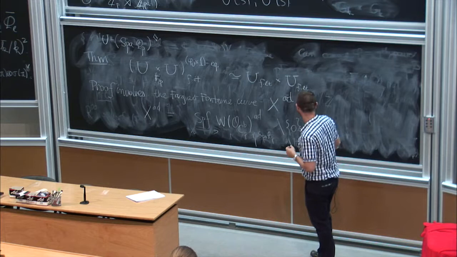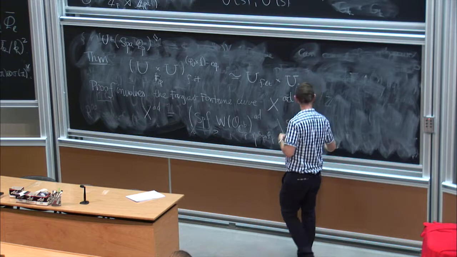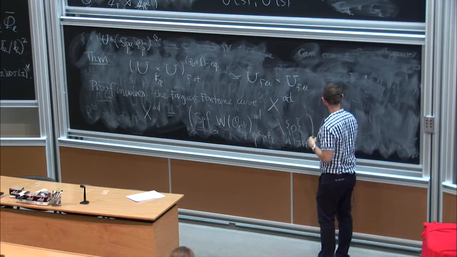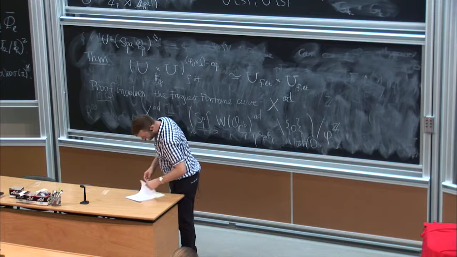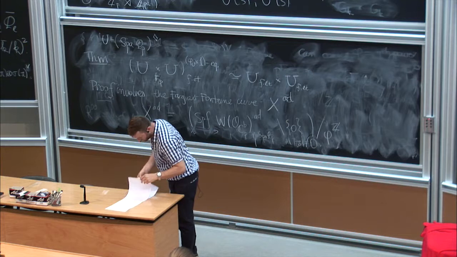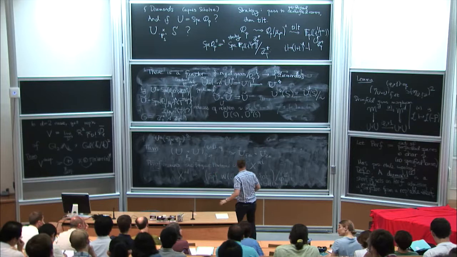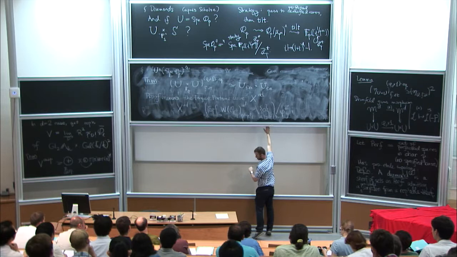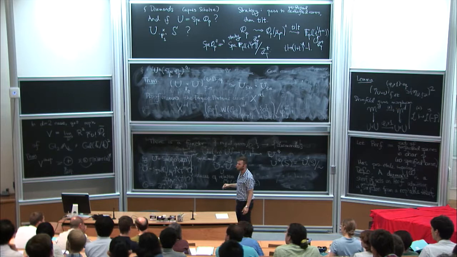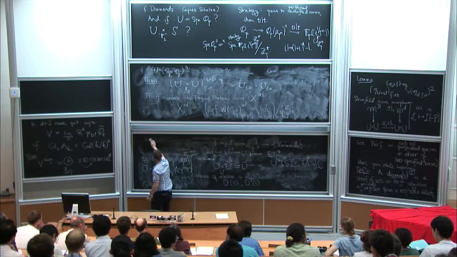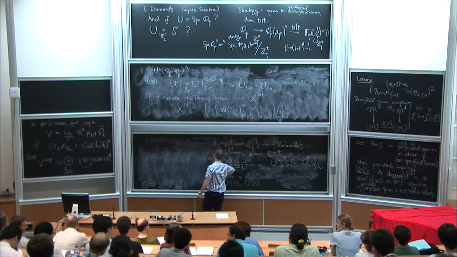And no, it's not yet. Sorry. And then I have to mod out by Frobenius. The p-th power Frobenius acts on C_p tilt, so it acts on this entire structure. So I mod out by this.